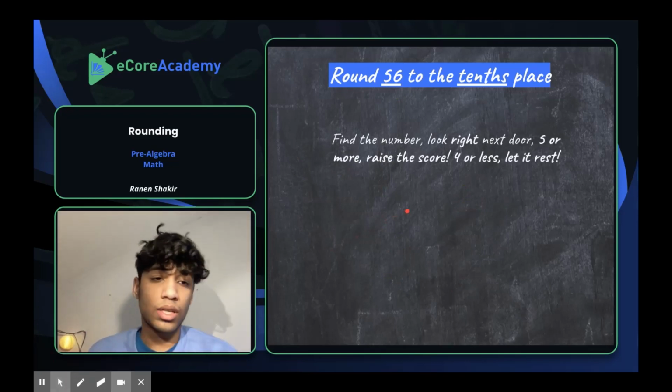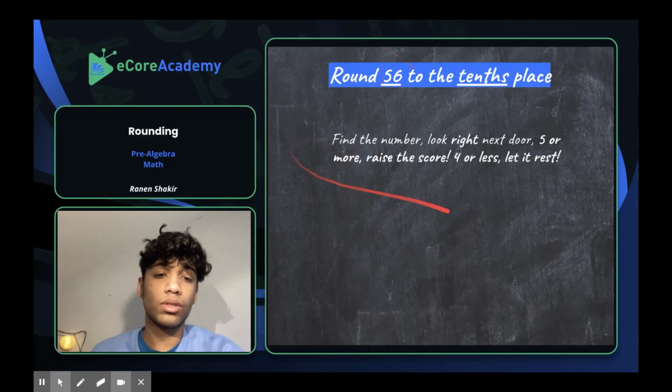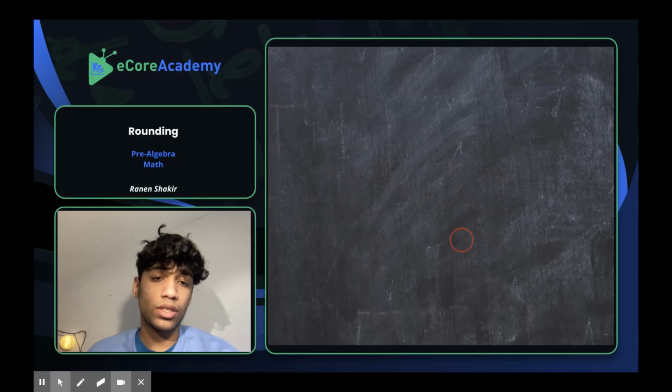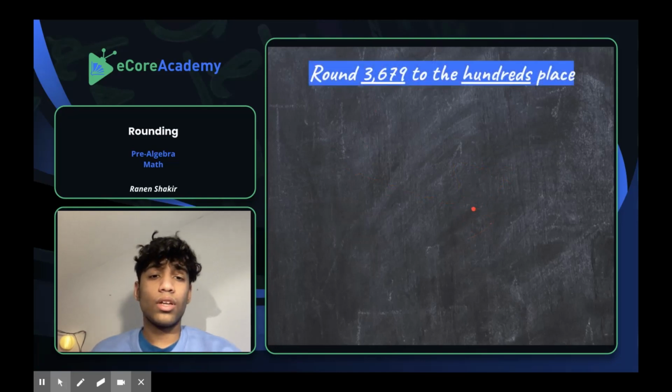So here's the example right here. Here's the rule right here. Find the number, look right next door. 5 or more, raise the score. 4 or less, let it rest. We got 60.